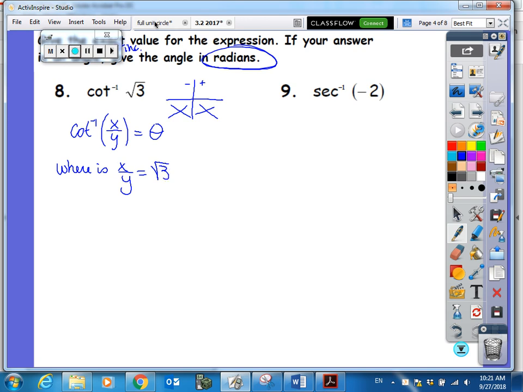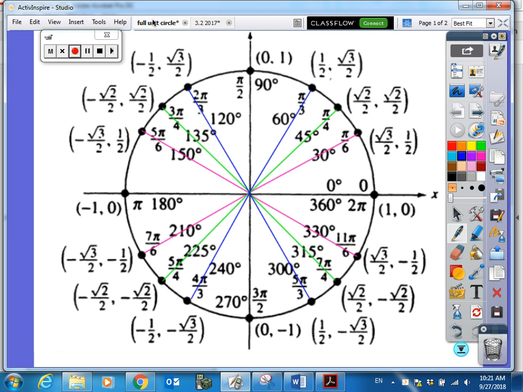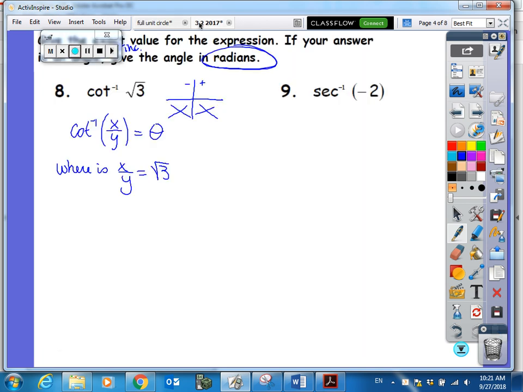All right, so look at your unit circle. Only places where that could even happen are at pi over 6 or pi over 3. Those are the only two places where there's a root 3 involved. So at pi over 6, the coordinate is root 3 over 2, 1/2. At pi over 3, the coordinate is 1/2, root 3 over 2.